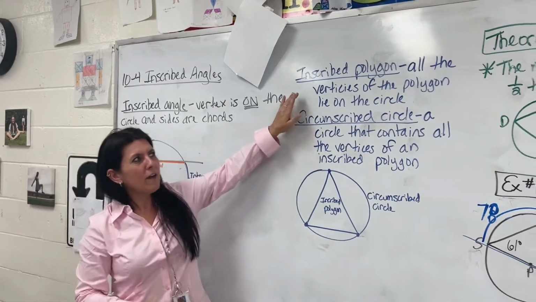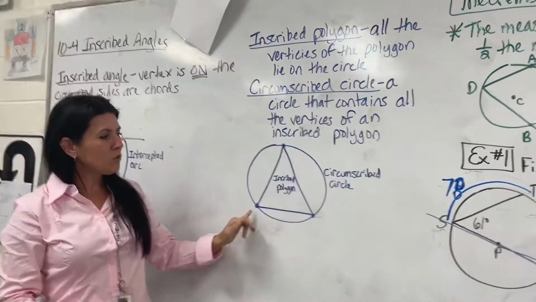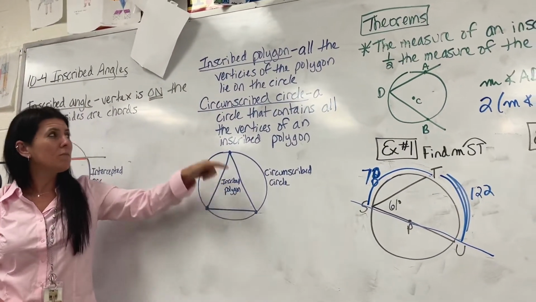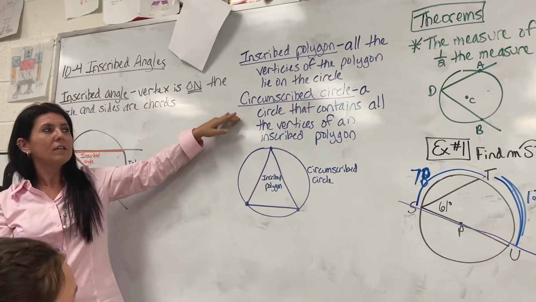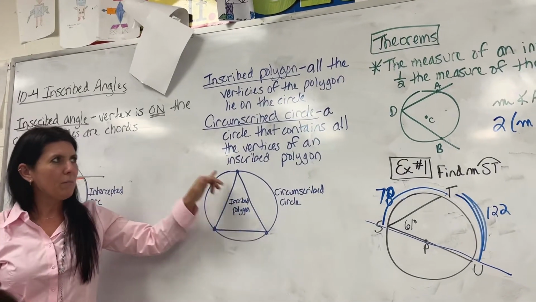Moving along, inscribed polygons. All the vertices of the polygon lie on the circle. This triangle is an inscribed polygon because these points lie on the circle. The circumscribed circle is the circle that contains those points of the inscribed polygon. So this is the circumscribed circle. This is the inscribed polygon.